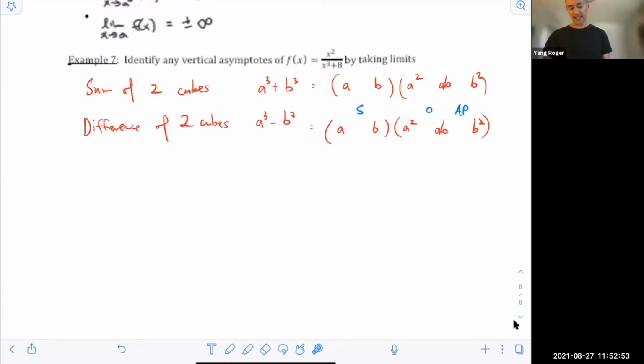So what does the S stand for? The S stands for same. So it's the same sign. So this is going to be plus because my original thing had a plus. The O stands for opposite. So if that was a plus, this has to be the opposite. That has to be a minus. And the AP stands for always positive. So let's put a plus here.